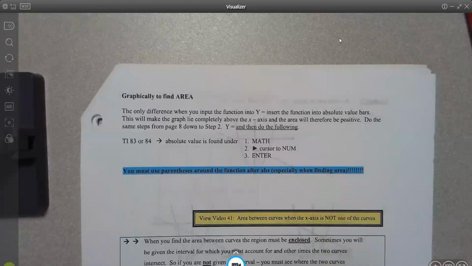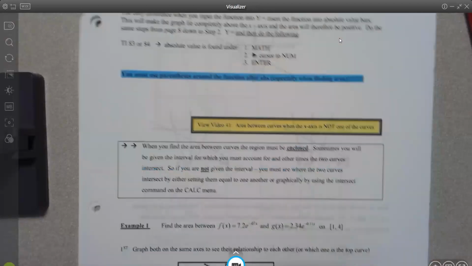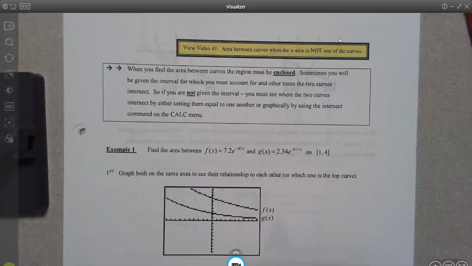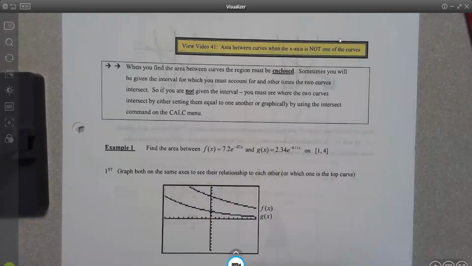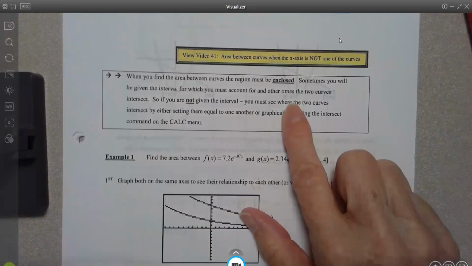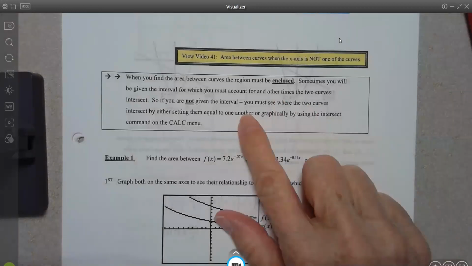Now, let me say a little bit about this next part. When I actually have two different curves, whatever you put in Y1 will graph first. Whatever you put in Y2, it's going to graph second, and so on. But it says when you find the area between curves, the region must be enclosed. Sometimes you'll be given the interval for which you must account. Other times the two curves intersect, so you're not given the interval, and you have to see where the two curves hit one another by using the intersect command on the calc menu.